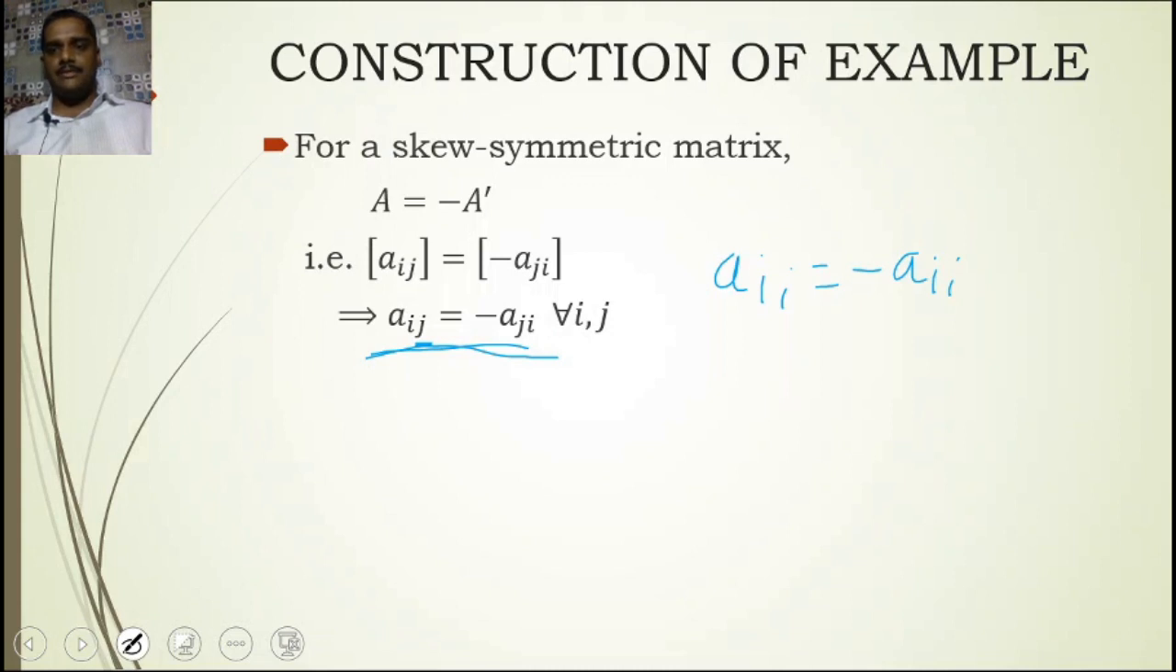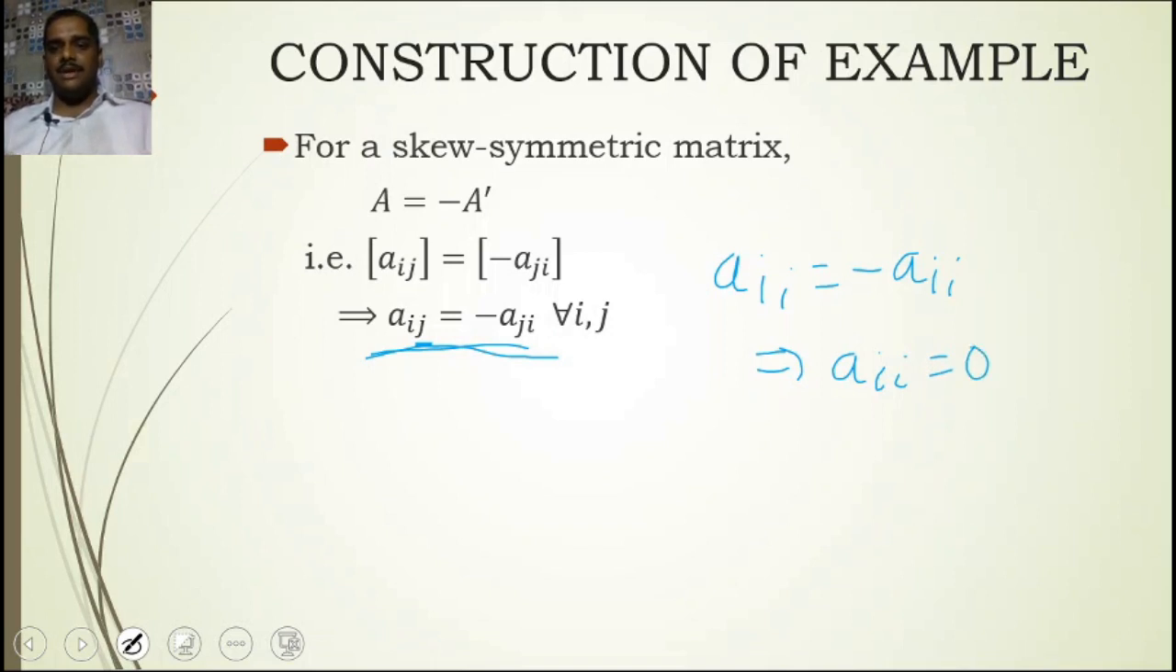So what is the meaning of this? The meaning is the element is equal to its negative. Can you imagine an element equal to its negative? There is only one such element, nothing but 0. 0 equals its negative. 0 equals minus 0. So this gives you a_ii equals 0.